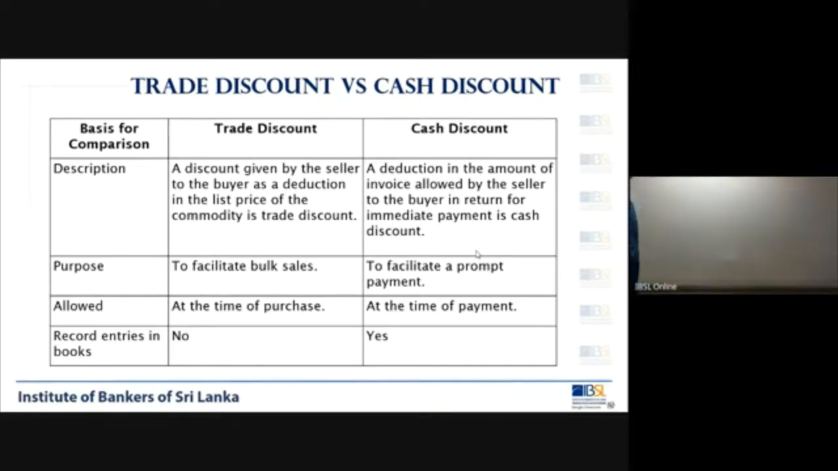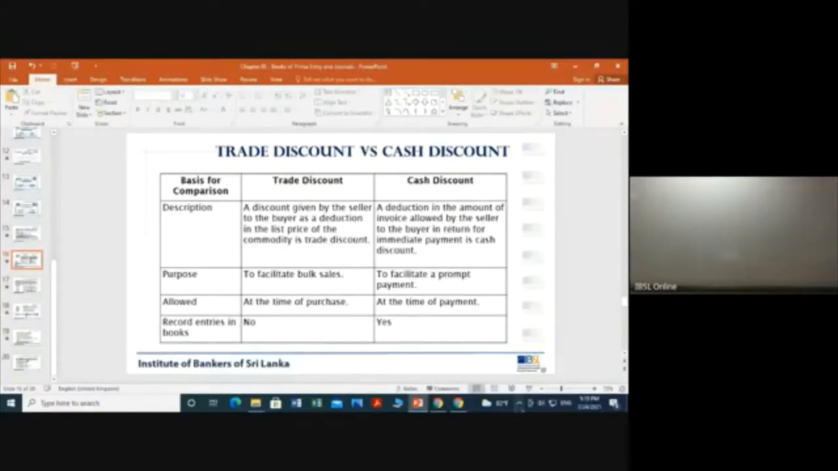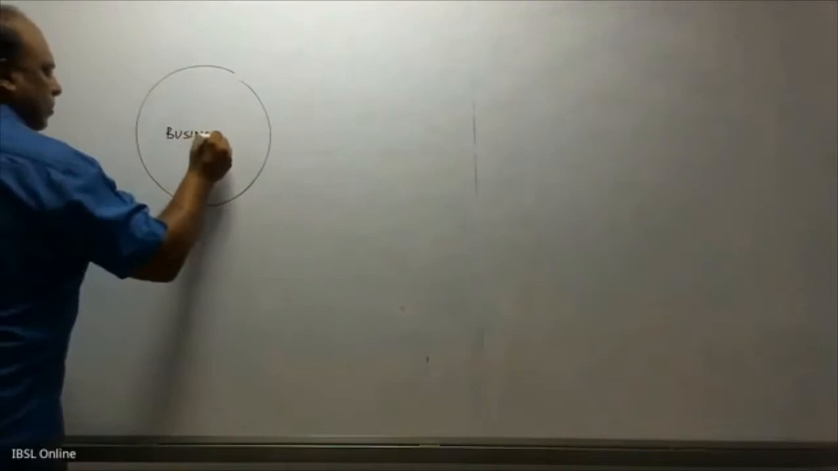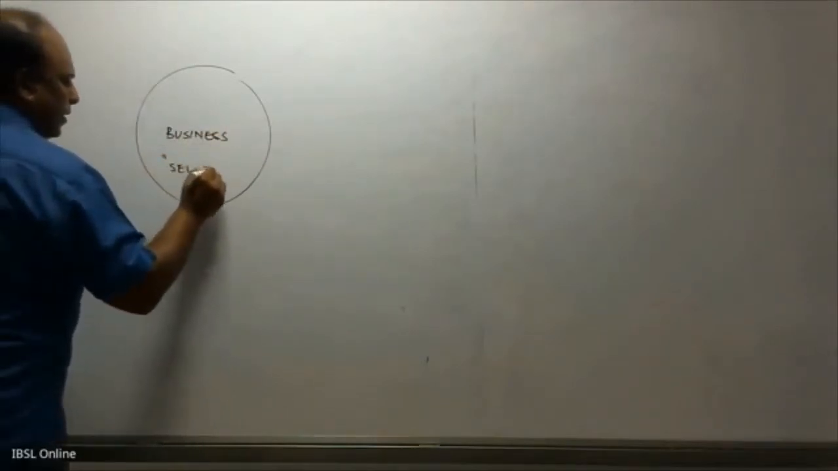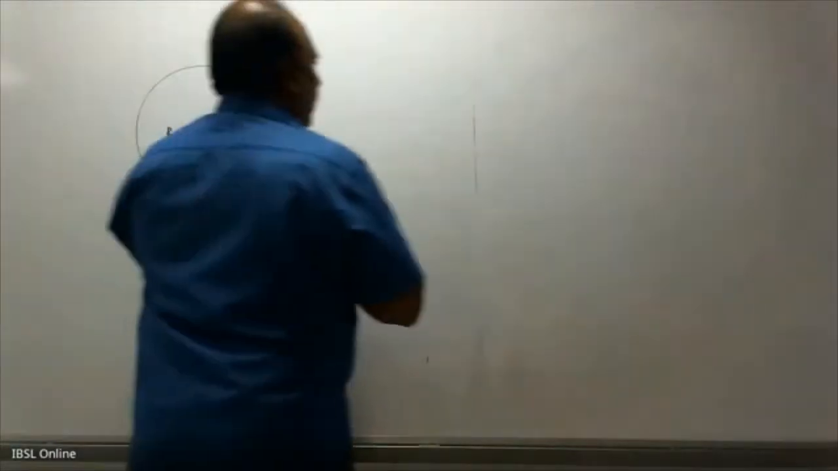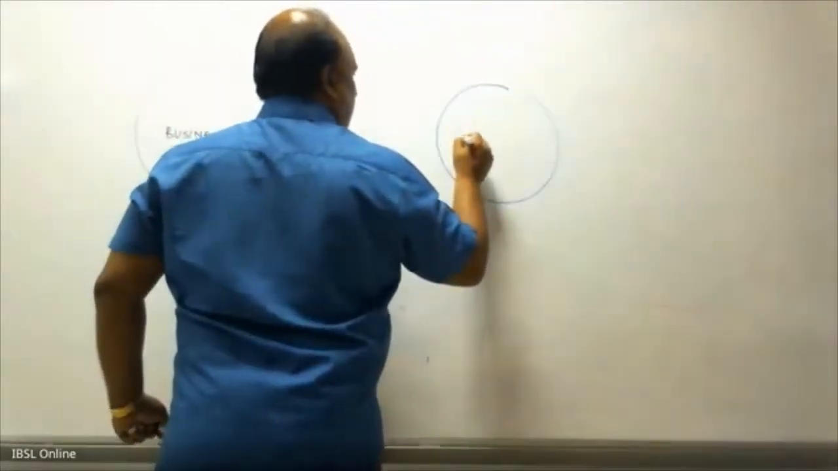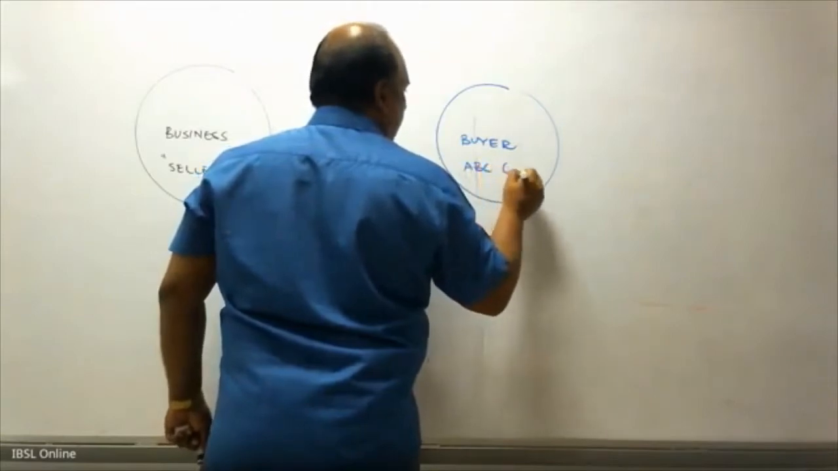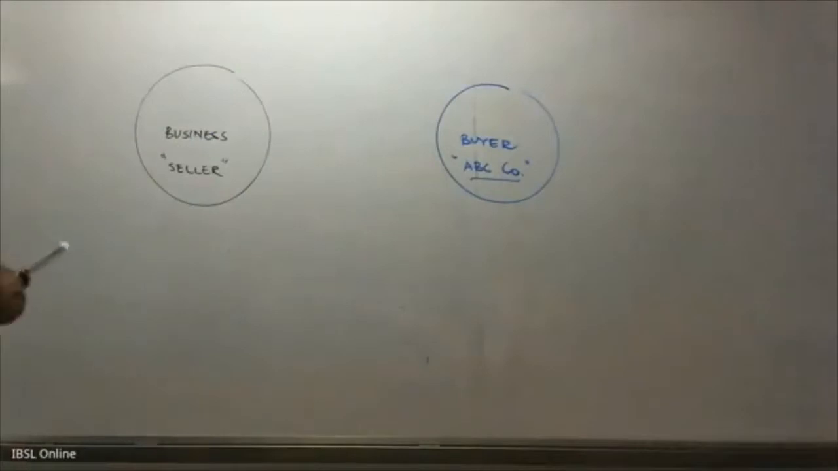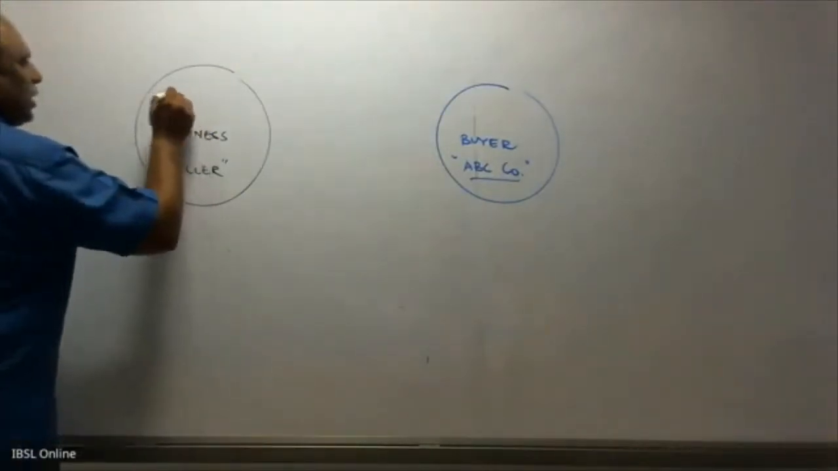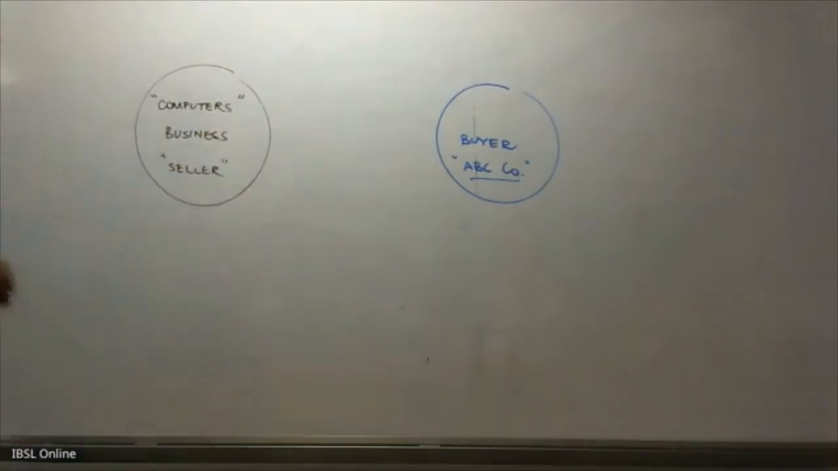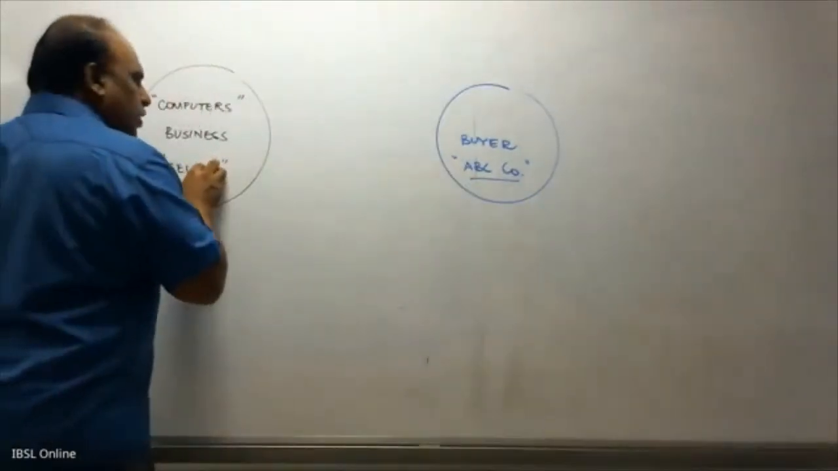Right. So now, you are the business, or you will be the seller. Let's take this scenario, you are the seller, and you have a buyer, let's say ABC company. Now your business is to sell products. Let's say you are a seller of computers. Now he is a buyer who comes and purchases computers from you in bulk.